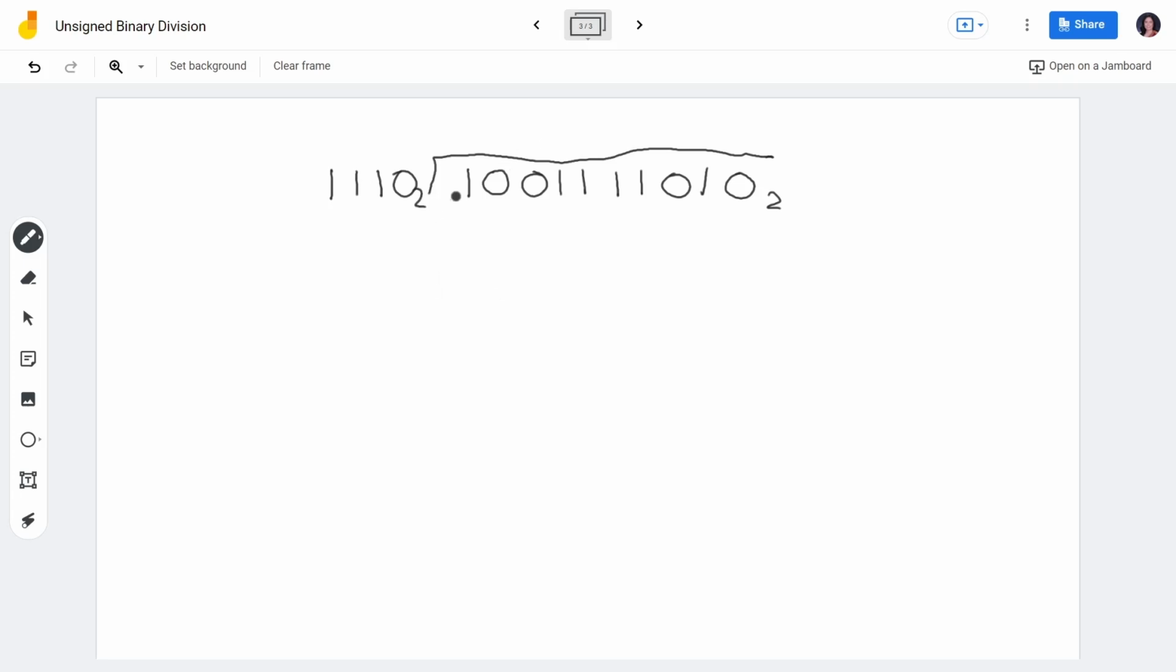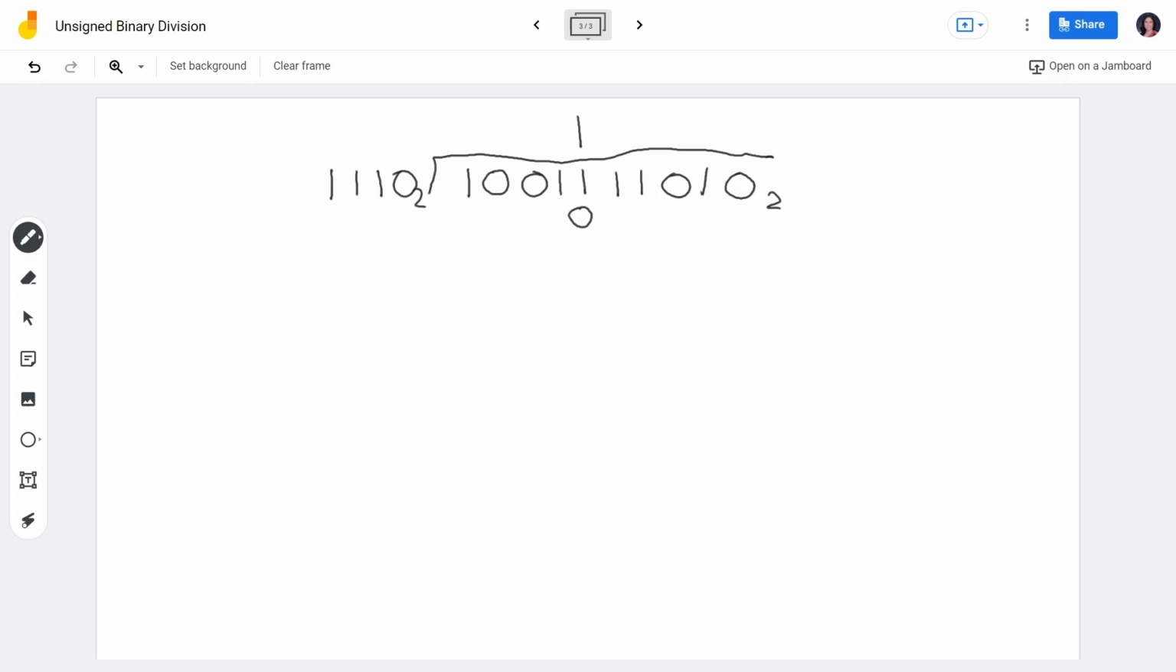So, okay, let's check. Is 1 enough for 1, 1, 1, 0? No. 1, 0? Also not. It's 2 digits. For 3 digits, no. For 4 digits, is it already enough? No. The divisor is still larger than the portion here with 4 digits. So let's try, of course, 1, 0, 0, 1, 1. It's already larger, so it definitely fits 1, 1, 1, 0. So it's a 1. So let's copy the divisor.